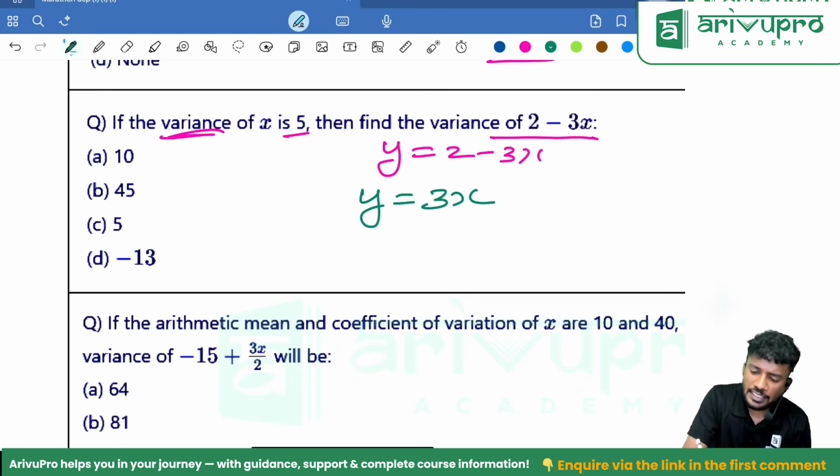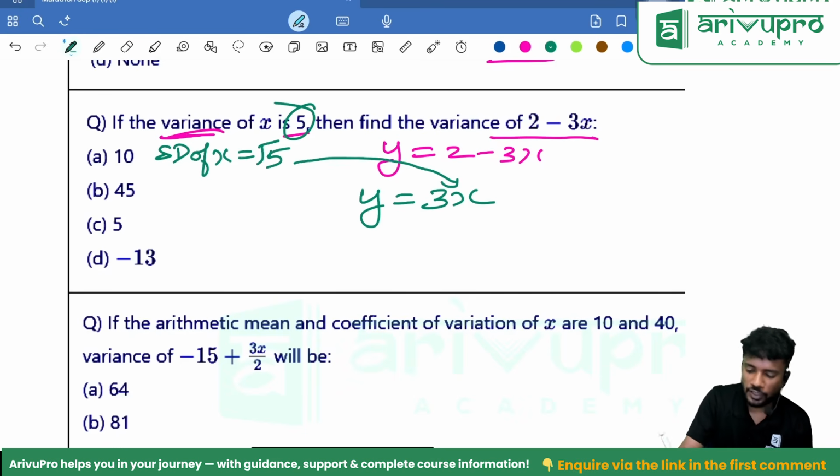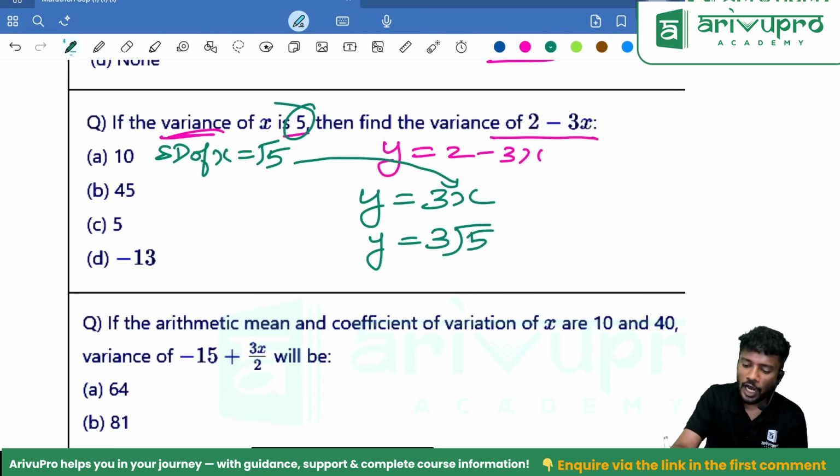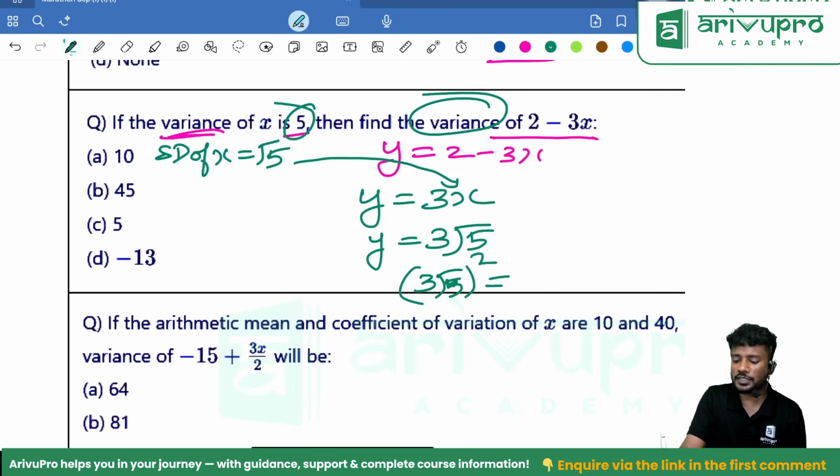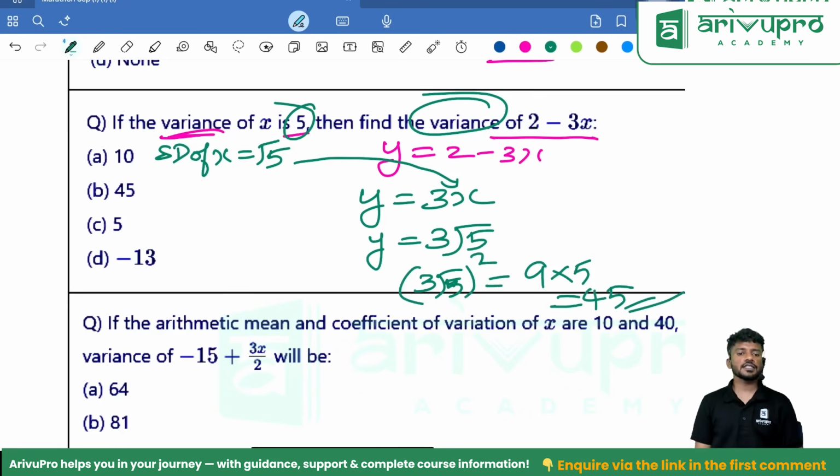Now, variance of x is 5. Then standard deviation of x is how much? Root 5. So substitute that root 5 over here. That means y is equal to 3 root 5. Now how will you find variance of this y? Square it. That is 3 root 5 the whole square, which is equal to 9 into 5, which is equal to 45. Variance is 45.